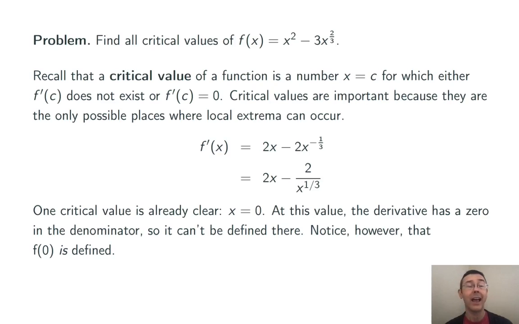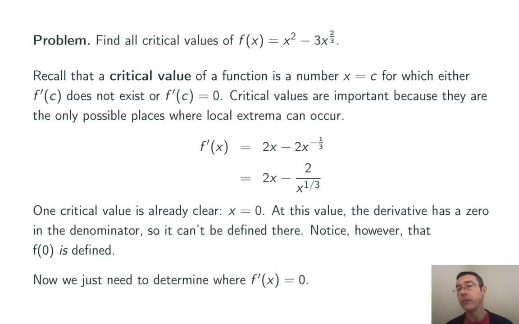Notice, however, that f of x is defined there. F of 0 is equal to 0. So this is not only a place where the derivative doesn't exist, it's an actual value in the domain of the function. Now we just need to find where f prime is equal to 0.